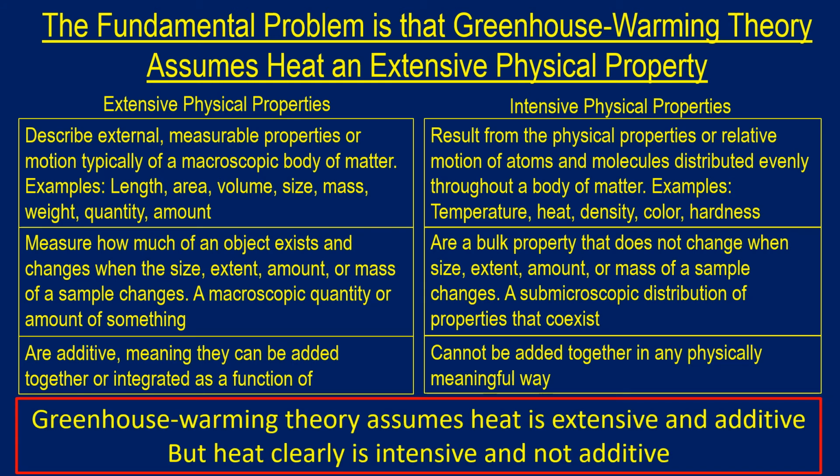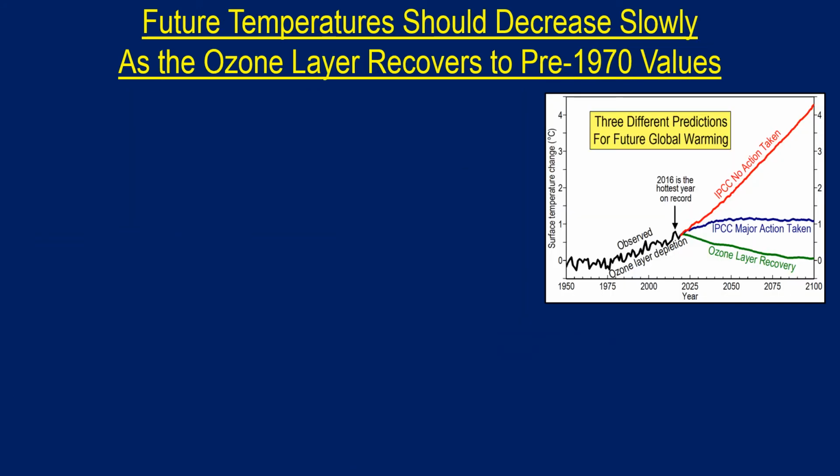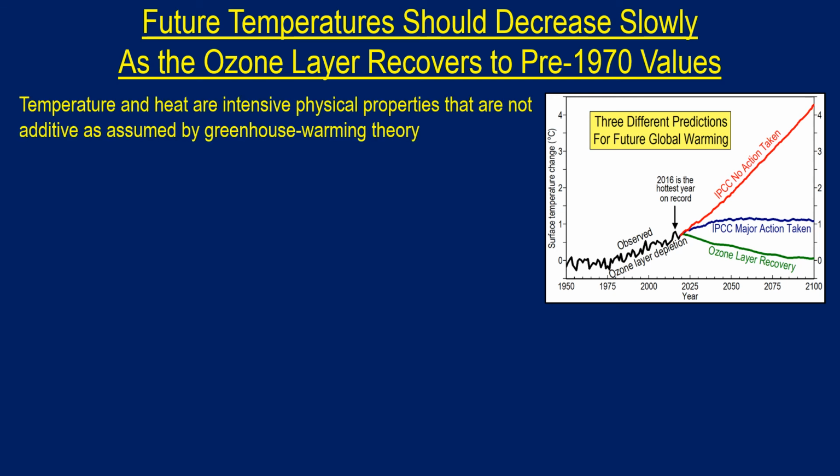Greenhouse warming theory assumes heat is extensive and additive, but heat clearly is intensive and not additive. This is why greenhouse warming theory grossly overestimates the effects of greenhouse gases, and why all calculations done by state-of-the-art computer models of climate are mistaken. Future temperatures should decrease slowly as the ozone layer recovers to pre-1970 values. Temperature and heat are intensive physical properties that are not additive as assumed by greenhouse warming theory.